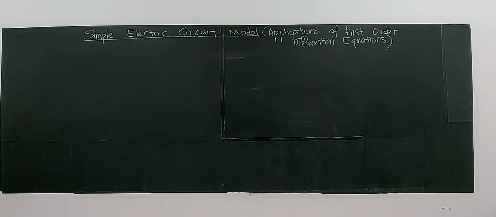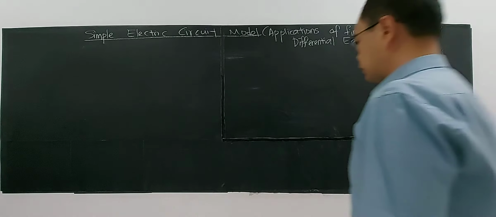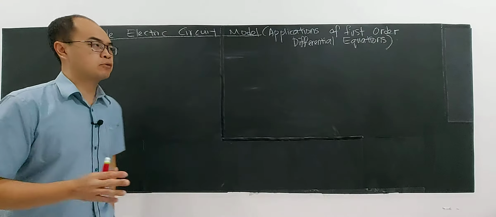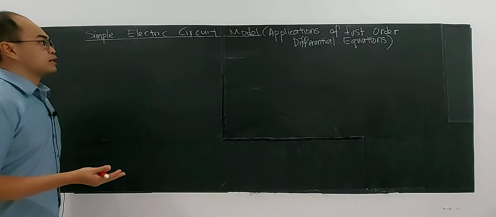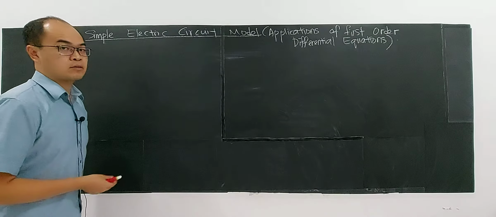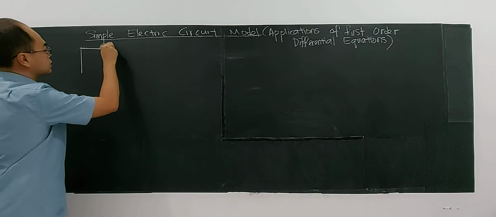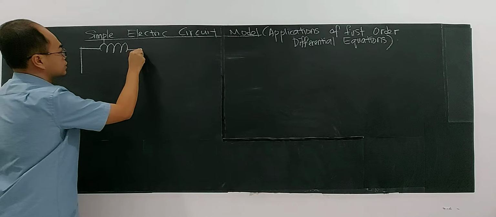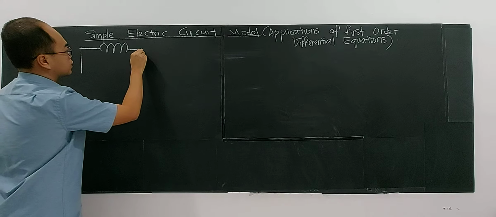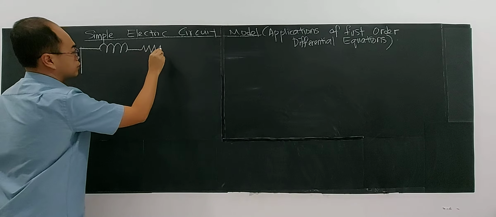Hello. Okay, this is another type of application of first order differential equations, a simple electric circuit model. We just introduced the simple electric circuit model, and it's mainly used in electronics or physics. So let's say you have a circuit with an inductor, and then you have a resistor.